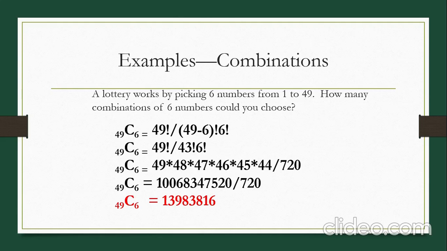Okay. So out of 49 numbers, you have to pick 6. So there are 13,983,816 combinations that you can choose.